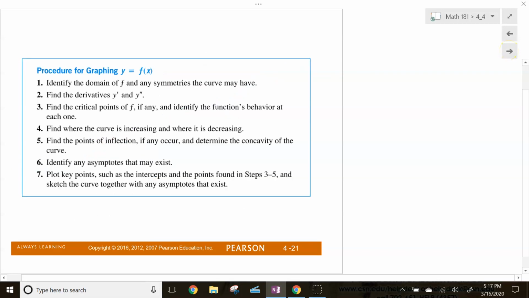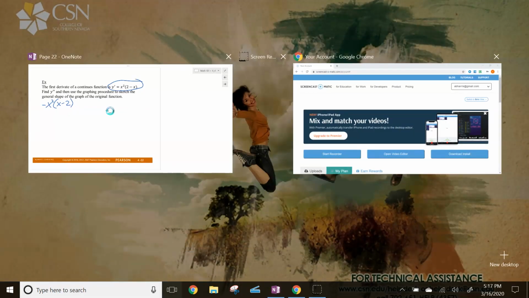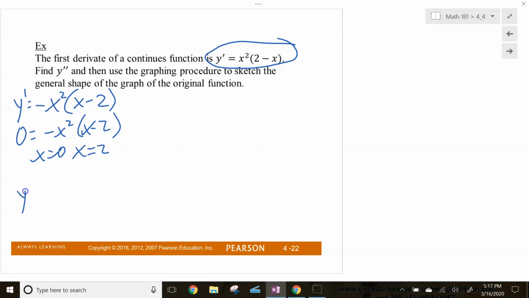All right, let's talk about some more conceptual stuff here. These are the procedures that we just went through on that last one. Let's say we got a first derivative given to us. So here's our first derivative, they've already given it to us. And you know what, I'm going to take a negative out, so that is -x squared times (x minus 2). So we got 0 and 2 on our derivative test, because we're going to use this information to analyze the function.